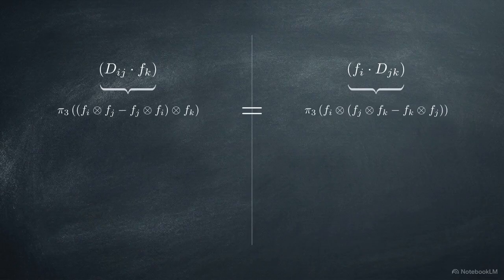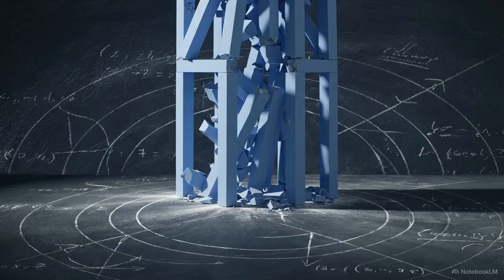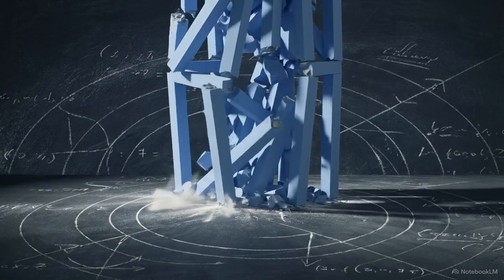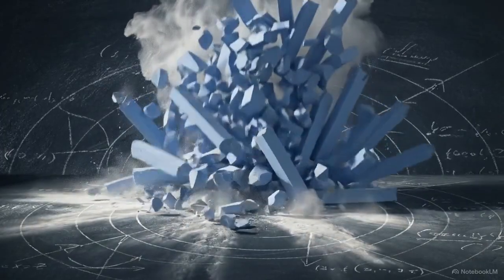For this algebra to function, the multiplication must be associative. The order of grouping should not change the final output. But when we compare the two derivations, the equations do not balance. Without associativity, the structure collapses. The operation cannot reliably string multiple forms together.